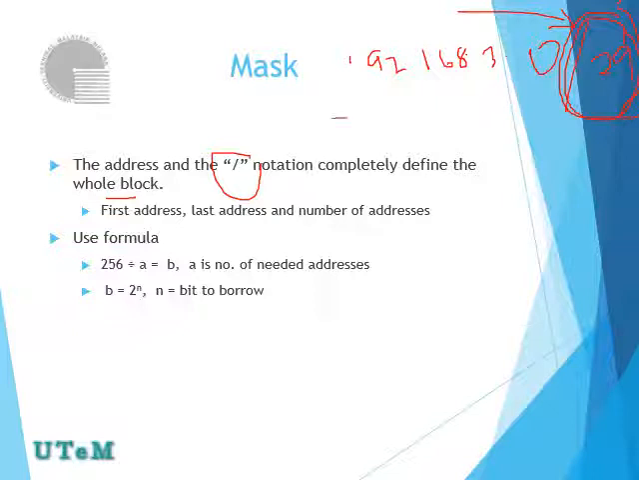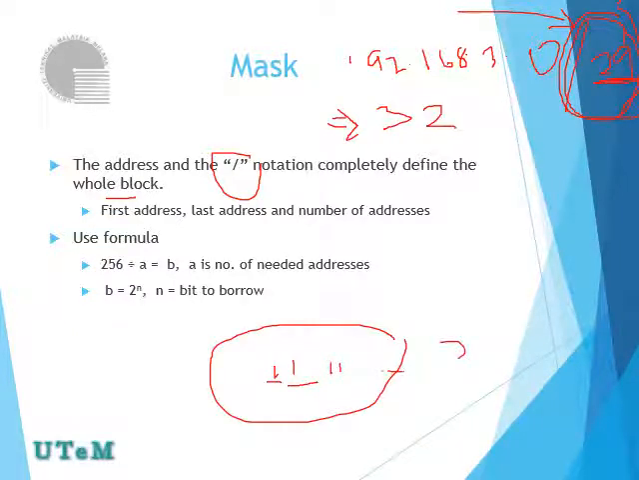For this example, how many addresses will this block contain? If you want to know, you just do it like this. Total bits is 32, because the slash notation identifies the net. Here it means 29 ones. 29 ones means how many bits are left for the host? 3 bits, isn't it? So 32 minus 29 equals 3 bits.